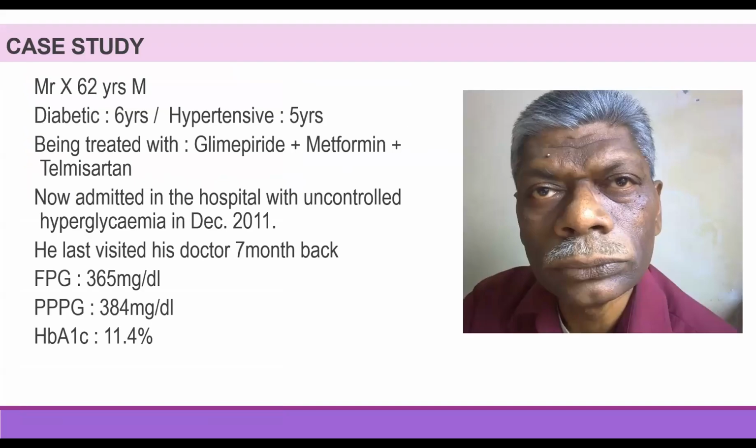Now, secondary diabetes. This is a 62-year-old man who is diabetic for 6 years and hypertensive for 5 years. He came to our clinic for the evaluation of diabetes and hypertension, and is now admitted in the hospital with uncontrolled hyperglycemia. Last visited the doctor about 7 months back, fasting 365, PP 380, HbA1c 14.